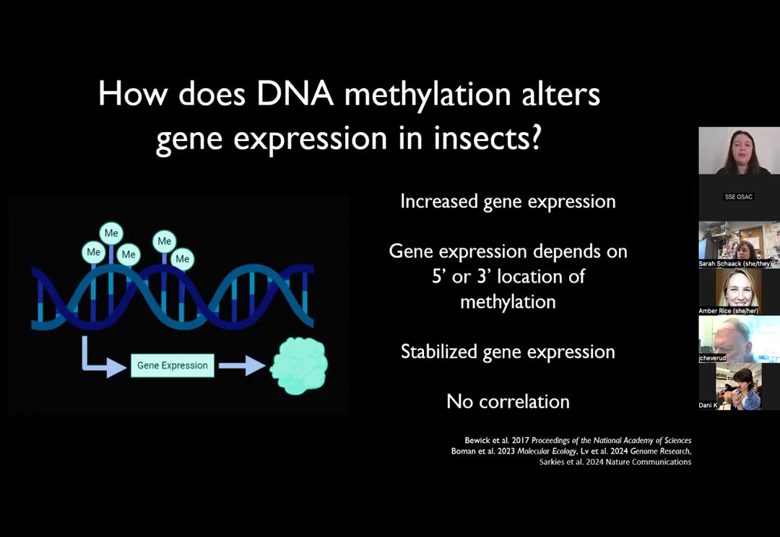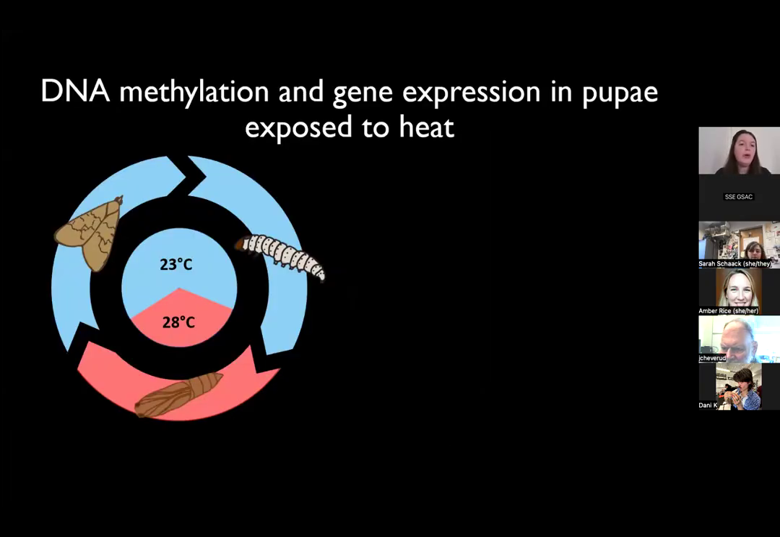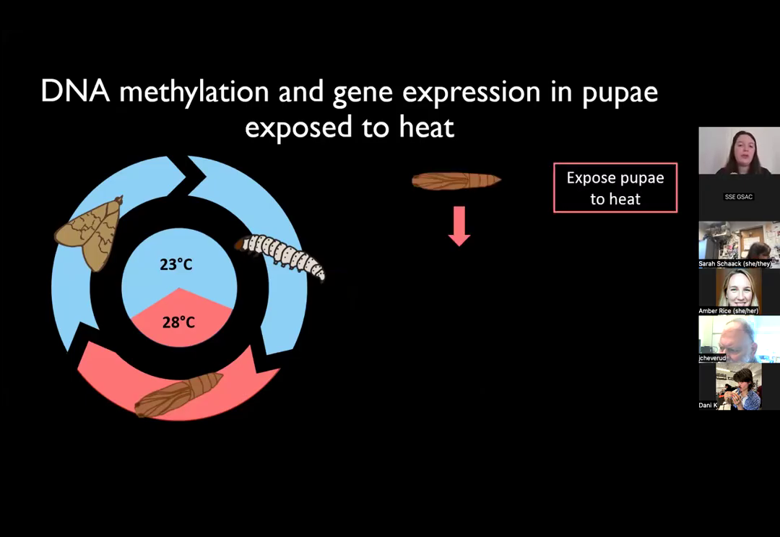And so we just need more studies to really parse out some of these questions, and maybe it is just species specific, but we need more studies in order to actually show that. And like I said, we're really understudied in gene expression and DNA methylation together in insects. And so to help answer that question, we're looking at it in European corn borers. So we're going to look at it during the pupal stage. So we're going to expose pupa to heat or control temperatures.